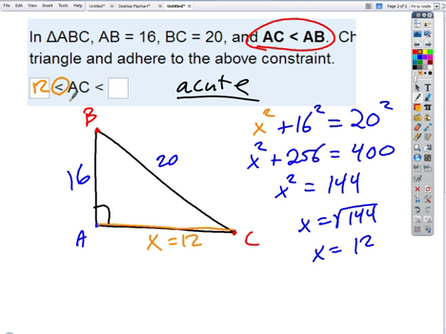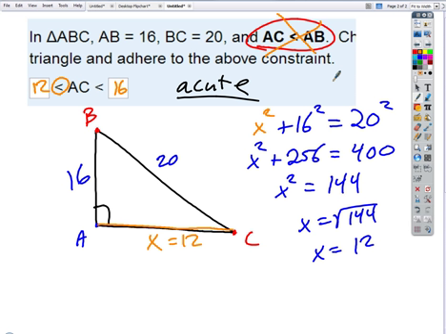It tells us up here that AC has to be less than AB. What's AB? 16. Okay, so that's my upper answer. Now, what if it didn't tell me that, though? What if it didn't tell me that? That makes the problem a little easier, but what if we didn't have that condition?